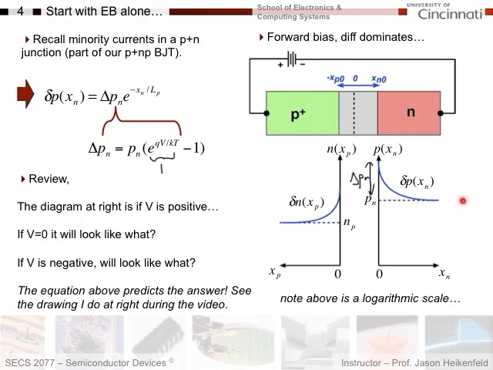Meaning it's not changing. I have the same amount that are diffusing over versus the amount that are drifting back to the other side. And just like we said, a diode with no bias on it, there's drift and diffusion current happening all the time, but they cancel each other out.